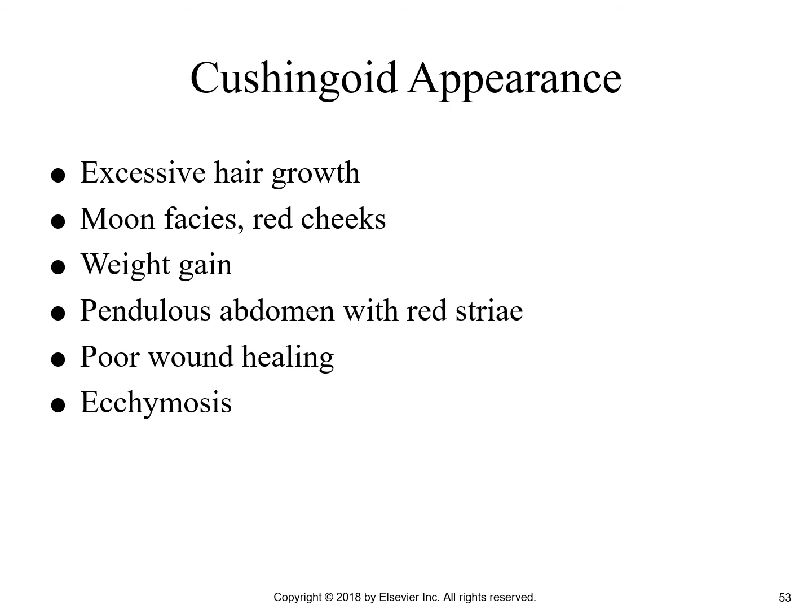Pendulous means a lot of extra gut that hangs over, like when we get older, our little beer bellies or tires around the middle, whatever. And red striae means red stretch marks. Poor wound healing. Ecchymosis, which is bruising.